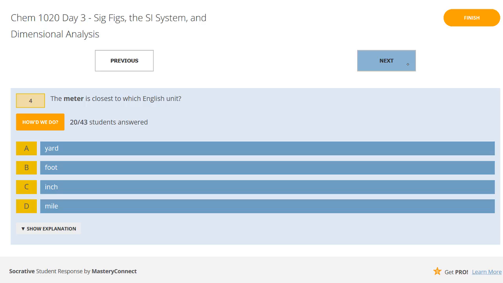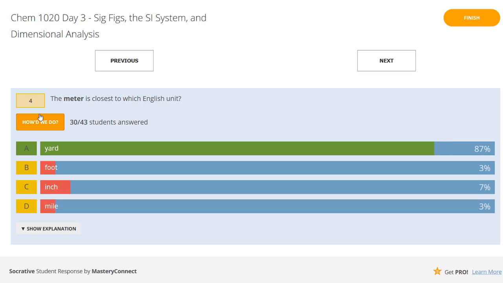Because again, if you want to kind of get a handle on these and you want to compare to what you're comfortable with, what is it closest to in English units? And we'll go ahead and lock in your answers here. We'll count down. 5, 4, 3, 2, 1. It is the closest to the yard.